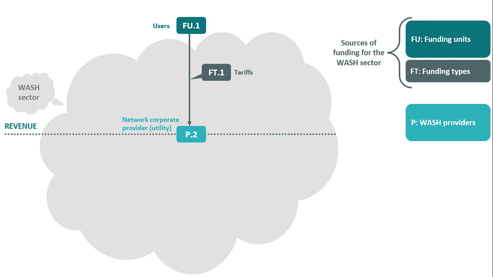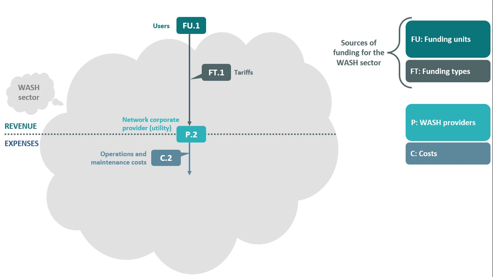This shows the information on the WASH sector revenue, that is, the top part of the cloud, and how funds reach the P, WASH provider. Now, we will start looking at how the funds are spent on the expenses side, that is, the bottom part of the cloud.